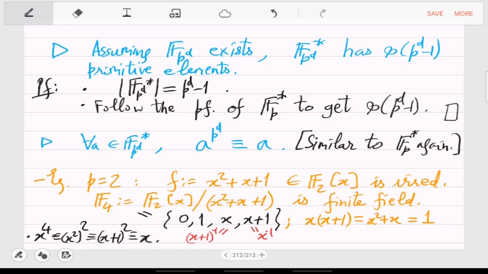Finally, give me a primitive element in this finite field. Which element generates all three, 1, x and x plus 1?